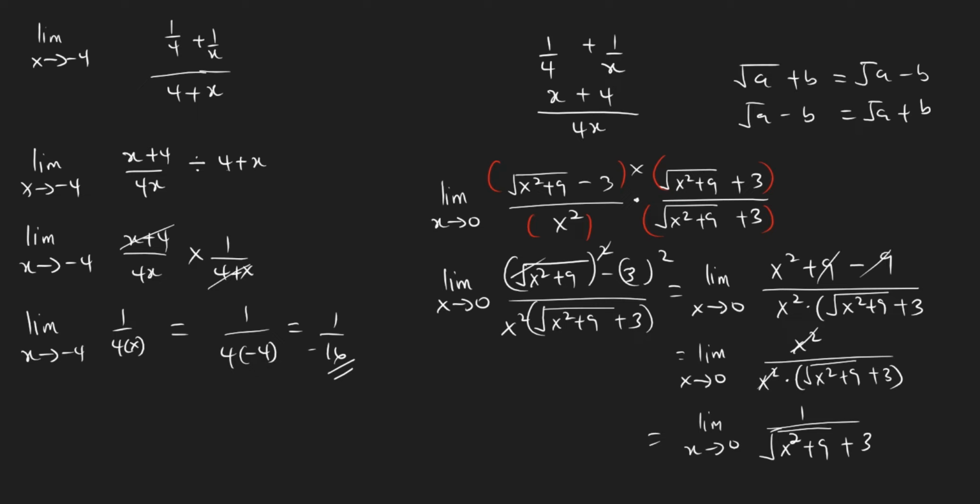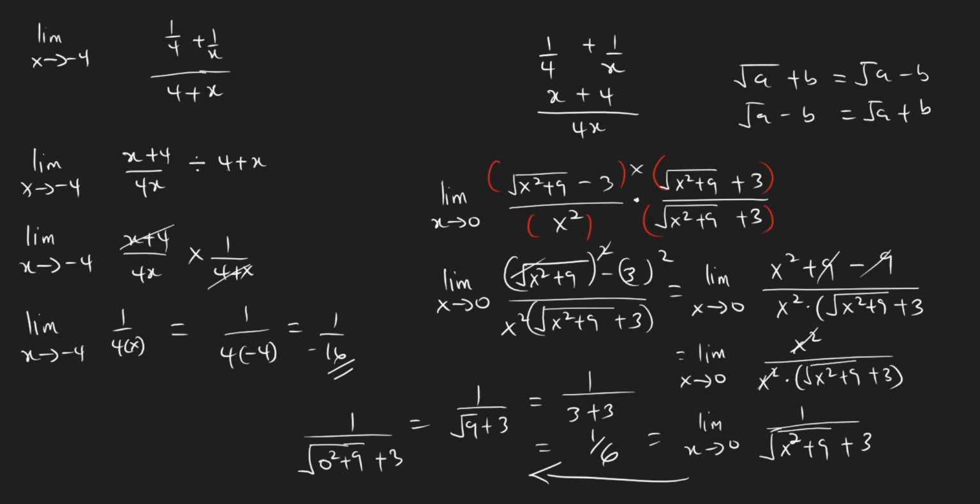So now let's try the direct substitution. Let's continue from here. So I'm going to have 1 over the square root of 0 squared plus 9 plus 3. So we're going to have 1 over the square root of 9 plus 3. And the square root of 9 is 3. So we're going to have 1 over 3 plus 3. And then that'll give us 1 over 6. So that'll be the limit of that function.